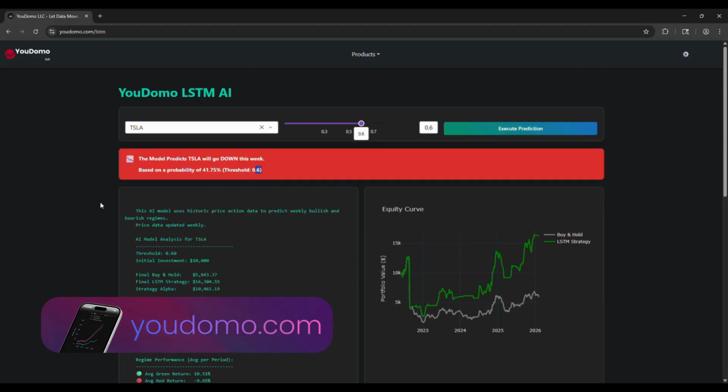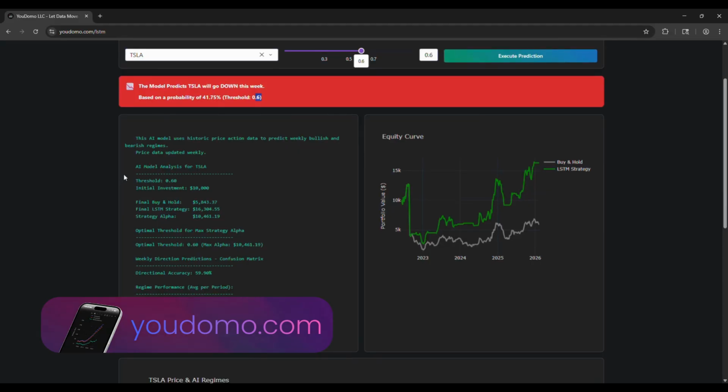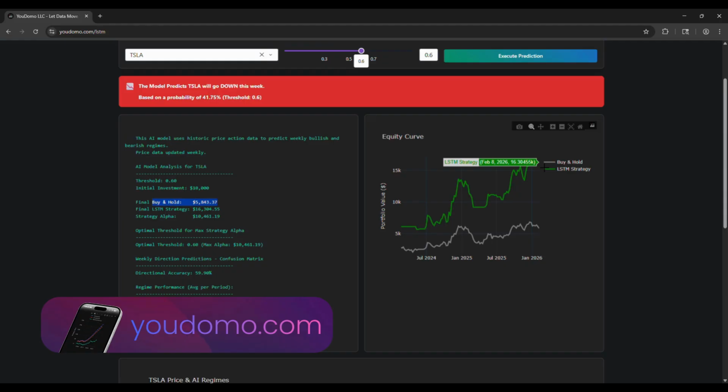The AI model performance on the Tesla backtest is pretty good. We see that the AI model turned $10,000 into $16,000, while with a buy and hold strategy, you would actually be down on Tesla. You'd be down about $6,000 on this position. So we can see the AI model has outperformed Tesla, the underlying stock, $16,000 versus only $5,800 on an initial investment of $10,000.